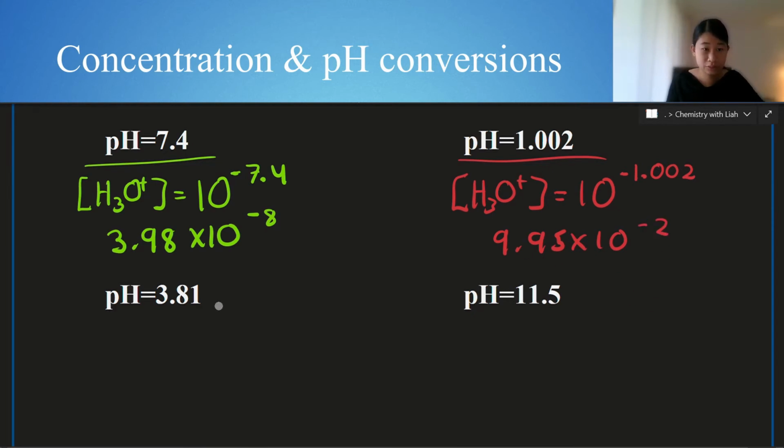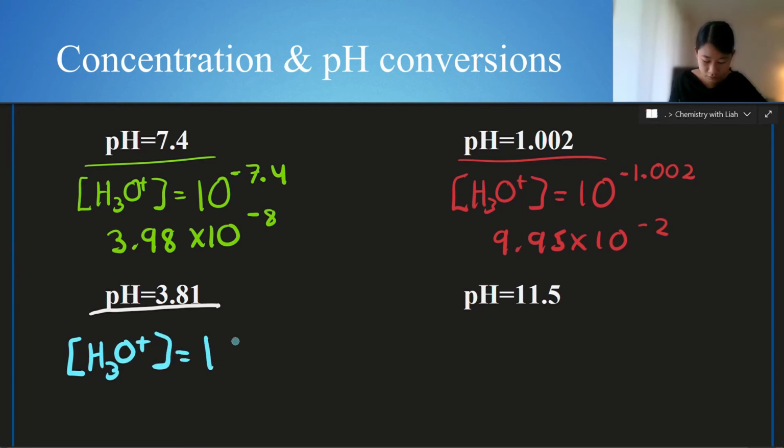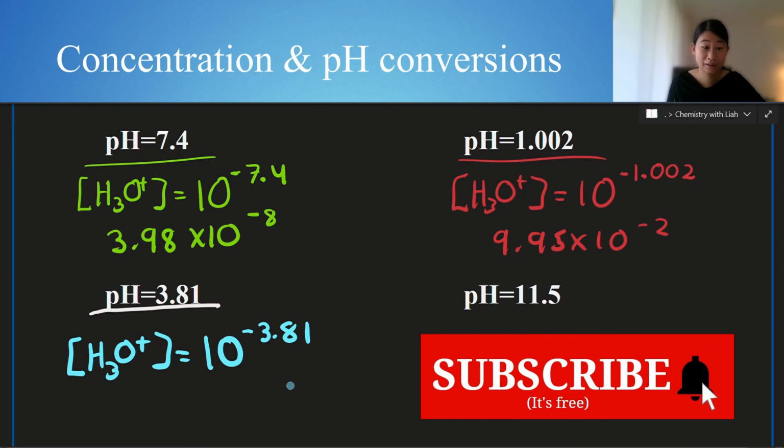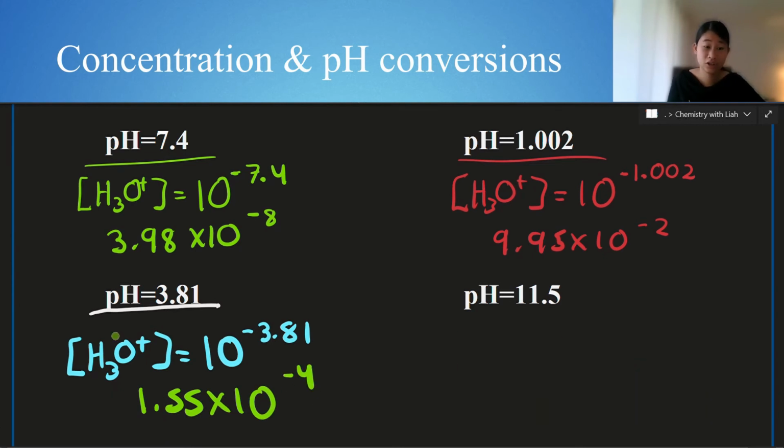So let's move on to this one here. So the pH value is given as 3.81. Okay, so the concentration of hydronium ions is equal to 10 to the negative pH. This is going to be 10 to the negative 3.81. Take a moment to put this into your calculator and see what you get. So you will get 1.55 times 10 to the negative 4 for the concentration of hydronium ions.